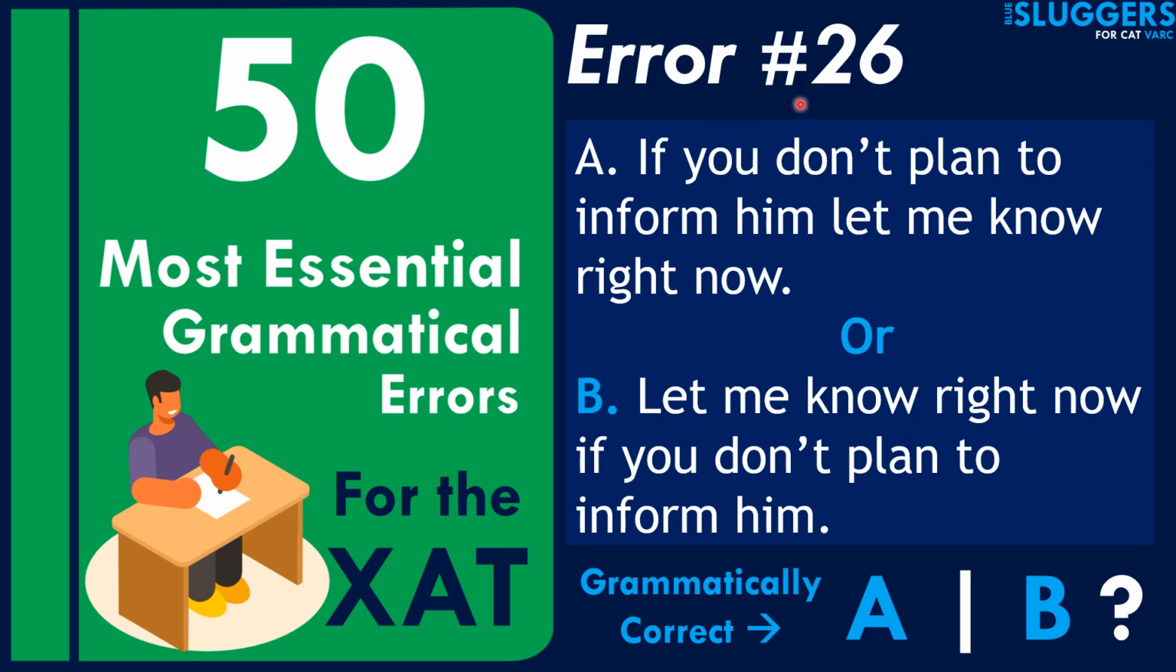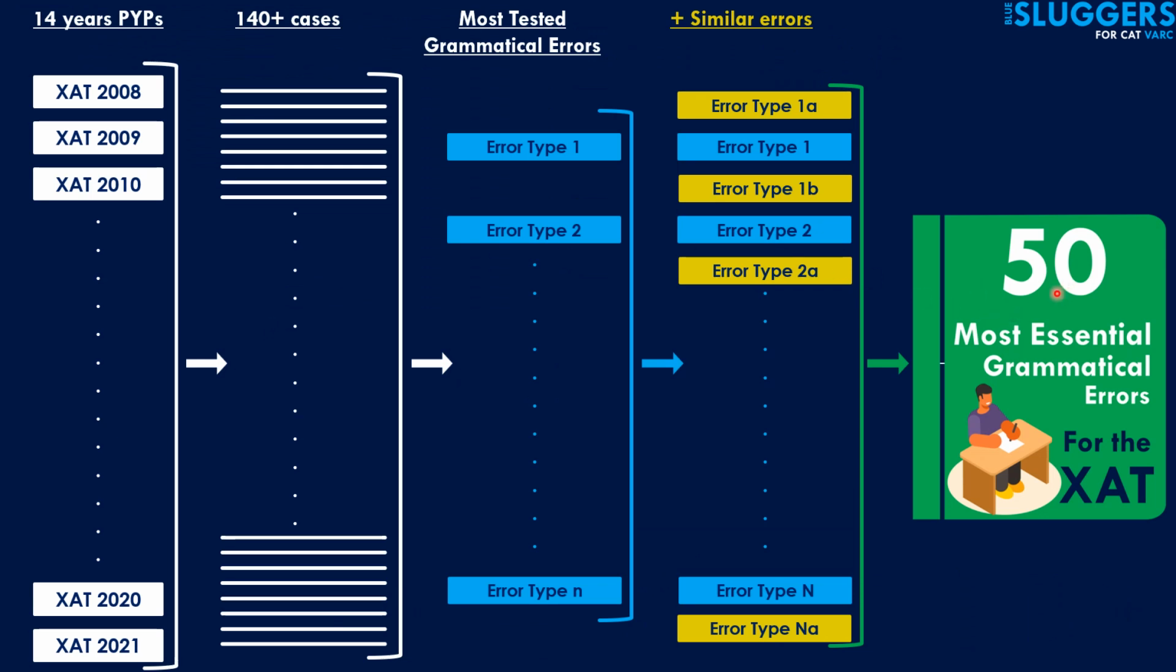Right now let's jump into the error that we have at hand here, error number 26 of the series, 50 most essential grammatical errors for the XAT. And by the way, this list of 50 most essential grammatical errors is not just a random list of errors. There's a certain logical process that went behind creating it. I've explained the process in a particular video, which you can access by clicking on the cue card on the top here.